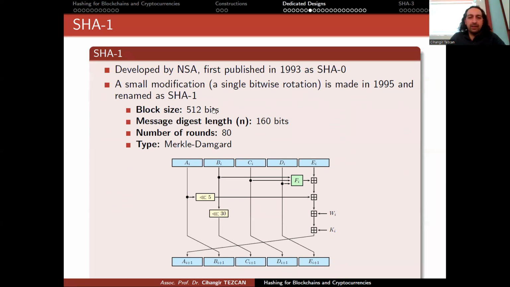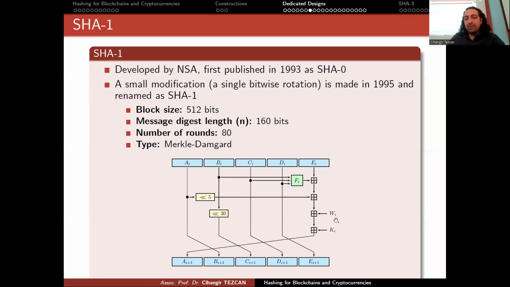And as you can see, the block size is the same, but the message digest length is now increased by 32 bits, because we now required 80-bit security when SHA1 was introduced. This is why we had to increase the output size. For this reason, now we have another word E here. Okay. So the idea is very similar.